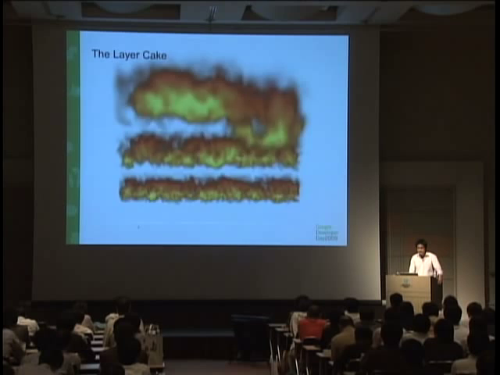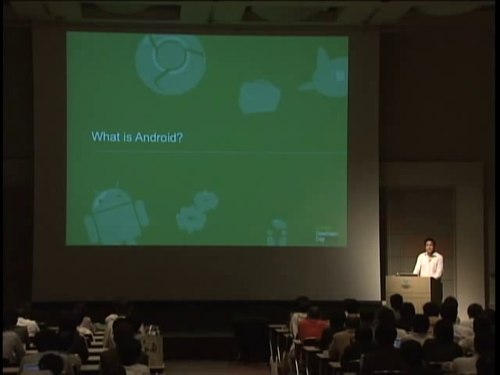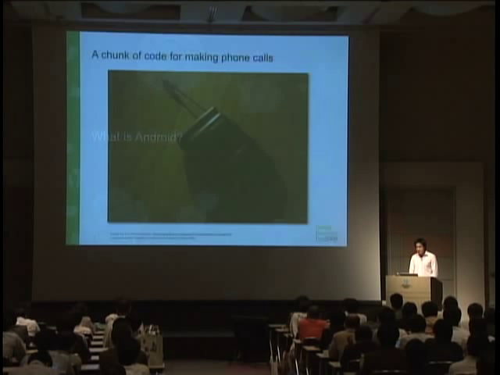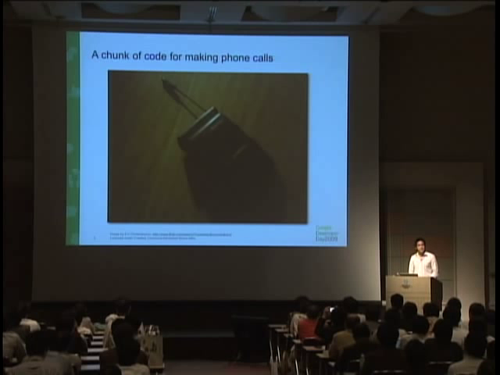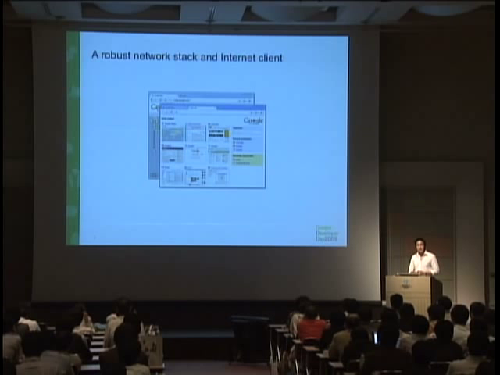Instead, what I want to talk about is a different way of thinking about what Android is for you as application developers. So first, let's ask the question, what is Android? In some ways, Android is a chunk of code for making phone calls. It's something that lets you take a smartphone and call any number that you'd like to call. It's pretty simple, right? Android's also a robust network stack and internet client. It's something that makes your smartphone or the device that it's running on a true internet client.